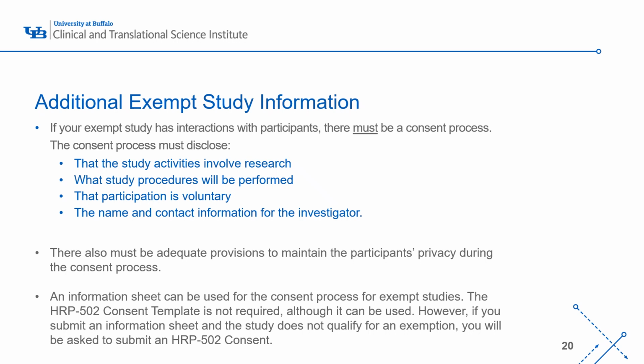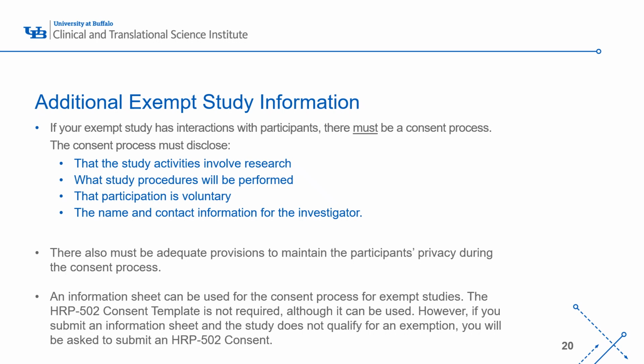The consent process must disclose the following details: that the study activities actually involve research, what procedures will be performed as part of the research, that participation is voluntary, and the name and contact information must be included for the principal investigator. There also must be adequate provisions to maintain the participant's privacy during the consent process of exempt research.